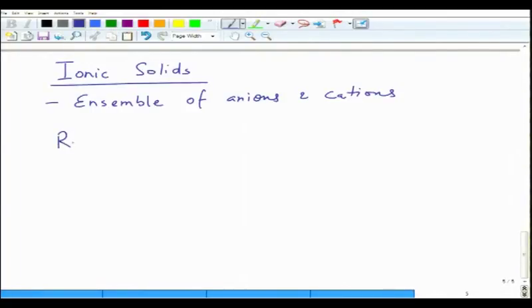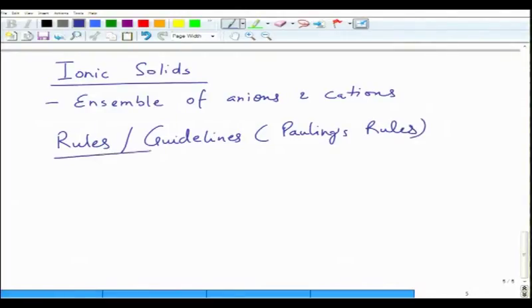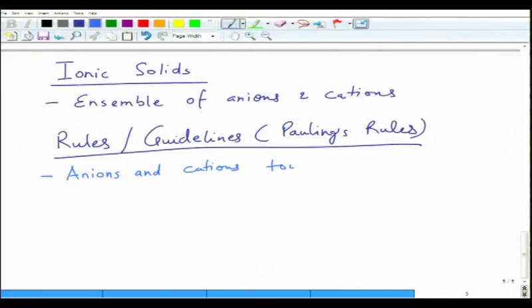So what are these guidelines? We call them rules or guidelines, and they are called Pauling's rules. Okay. So the first thing is anions and cations touch each other, and here we assume that they are hard spheres, and anions generally don't touch each other. They don't touch each other, but they may be close enough.